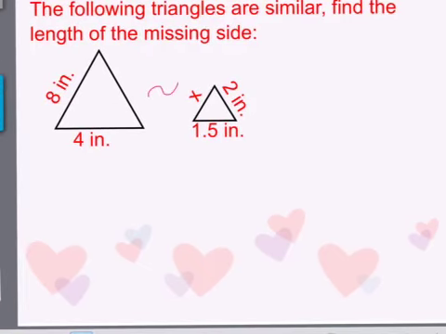Now the following triangles are similar, we are being told that they are similar, and it's asking us to find the length of the missing side. In order to do that, we're just going to set up a proportion. Corresponding sides are in proportion to each other since they're similar.